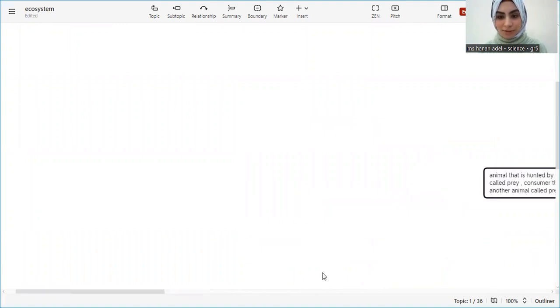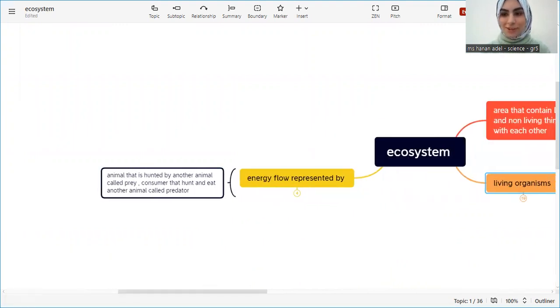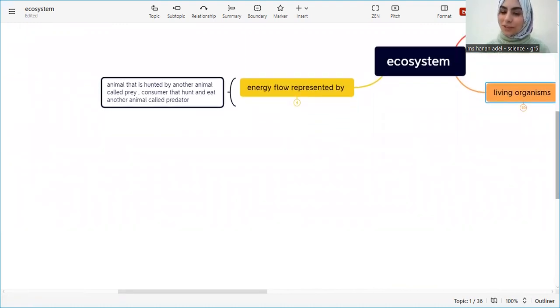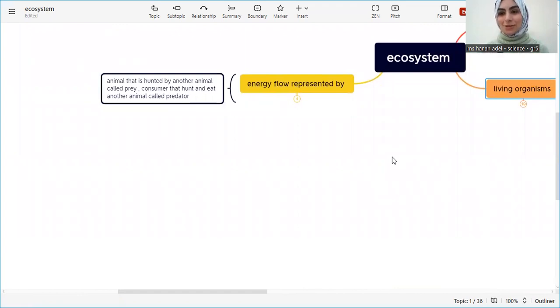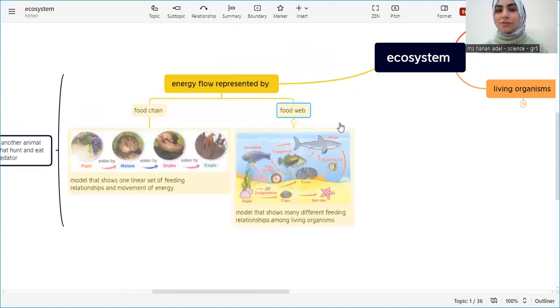Let me close this one, so this one will be more obvious for us. Yeah, it speaks about the energy flow. We said that we feed on each other to get energy. So do we have different things here? Yeah, we have. We have something called a food chain and we have something called a food web. Both of them explain how energy flows in the ecosystem, with one difference between them. What is the difference between a food chain and a food web?